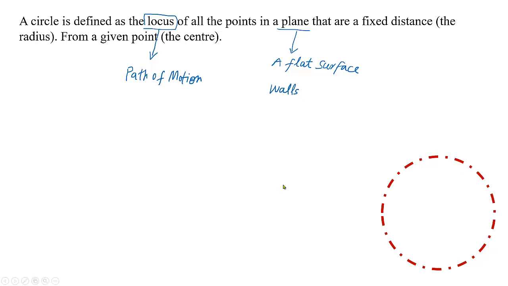The circle has two main properties. It always has one fixed point, and this fixed point is called the center, and the distance from this center to the border of the circle is always constant. That distance is called the radius. So these are the two important properties of the circle. This is the center, and this line is called the radius.